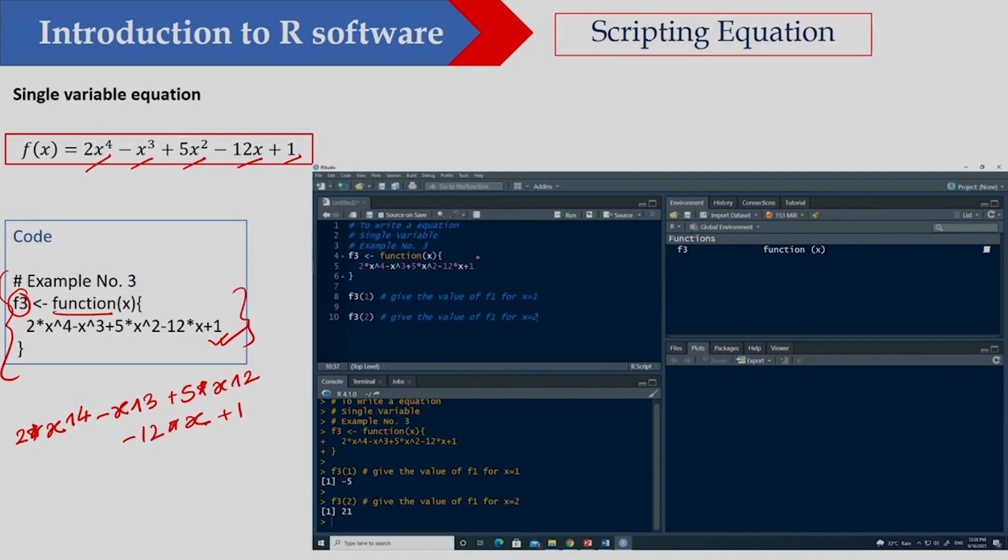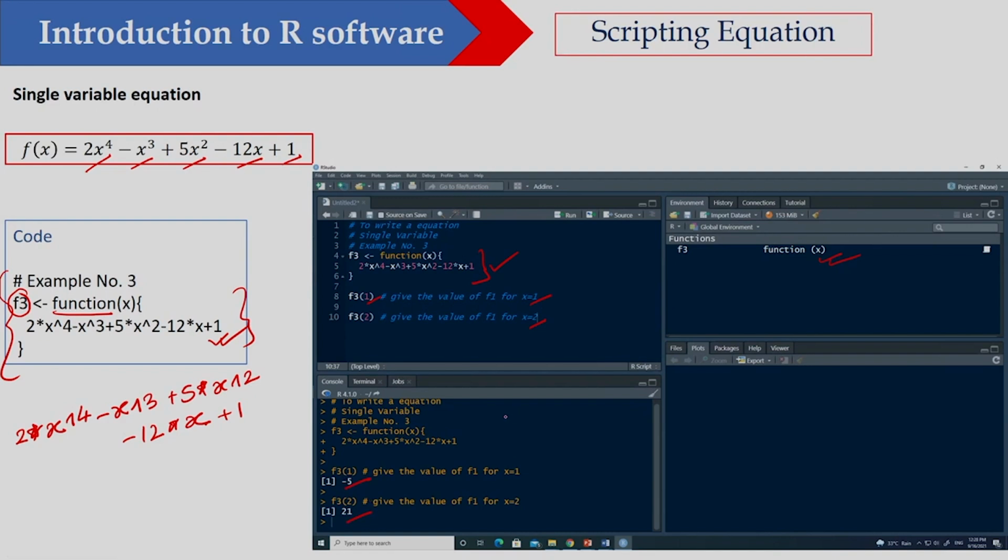If you look here, this is the function I have defined. Once I execute these 3 lines, I get this function, and then I can calculate the value of this function for x equal to 1 and x equal to 2. I am getting minus 5 for x equal to 1 and 21 for x equal to 2.